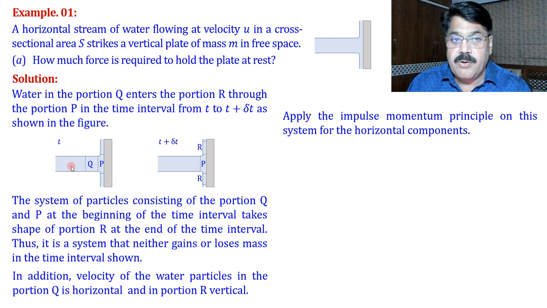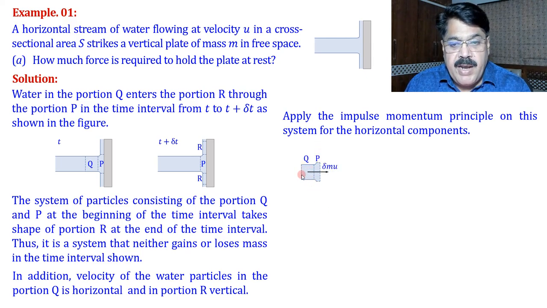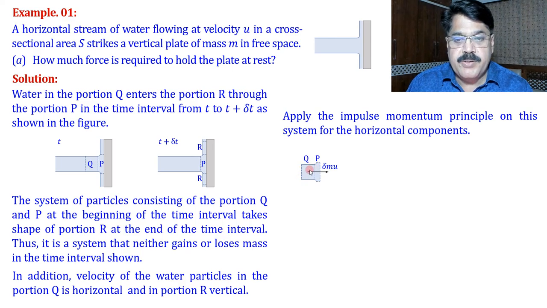If you consider the horizontal component, in this way, the impulse of the horizontal applied force will be there. So how can we see? That is the portion in the beginning of the time interval, Q and P. The entire amount of Q will enter P, and at the end it will come out. So here we have to consider the momentum of this portion only, because the portion P remains intact throughout the interval, so its momentum is not going to change. Suppose the mass in this portion is dm. So how much momentum? dm u, because the velocity given is u.